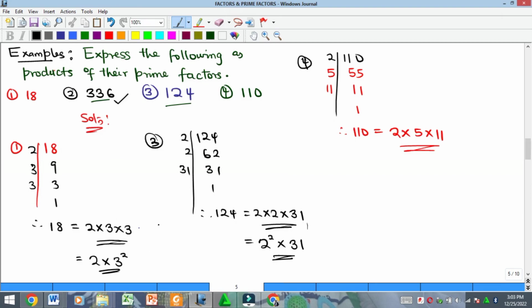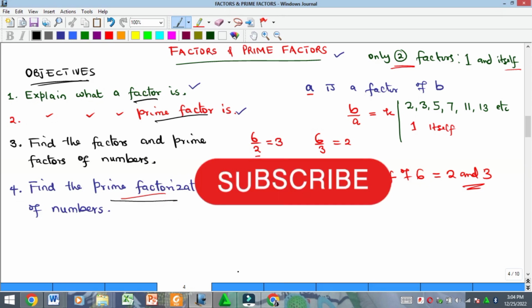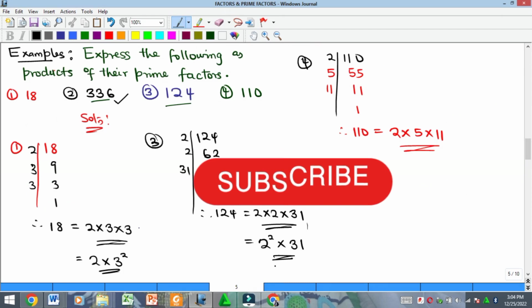Right, so what did we see in this lesson? What is a factor of a number, the meaning, what is a prime number, what is a prime factor, and how to find the factors and prime factors of numbers, and then how to do the prime factorization of numbers, which is the last examples that we did.